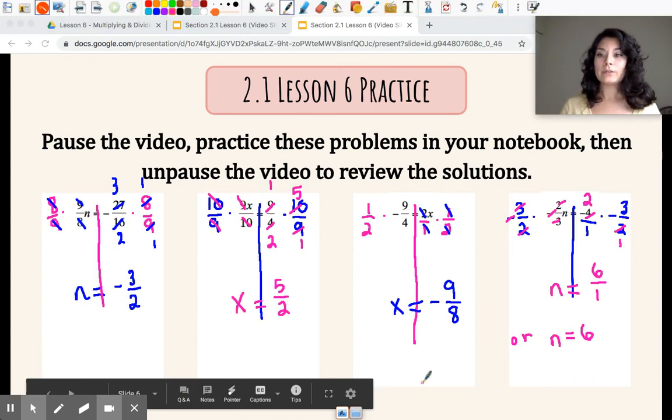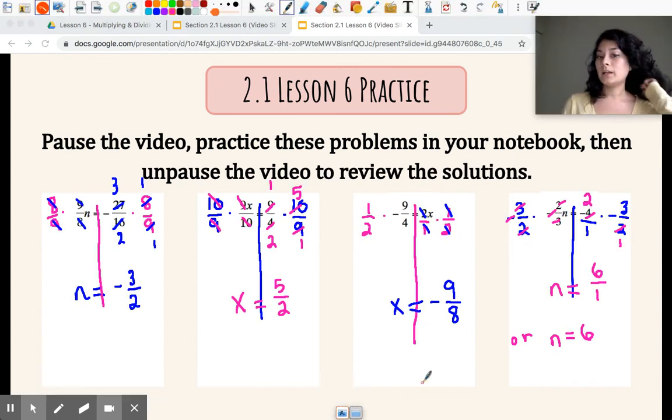Okay, so here are the solutions that you should have gotten after doing these problems out. So for the first one, you should have multiplied both sides by 8 over 9. The 9 cross cancels with the 27. You can divide both of them by 9. The 9 turns into a 1, 27 turns into a 3. And then the 8 and the 16 also reduced by 8. 8 turns into 1, 16 turns into 2. And then you should have gotten negative 3/2.